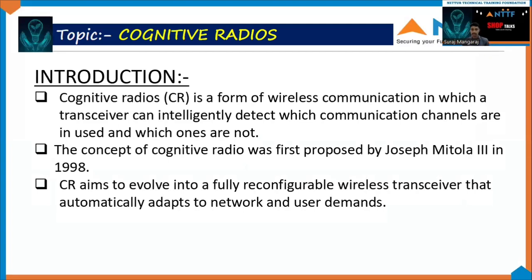Introduction. Cognitive radio is a form of wireless communication in which a transceiver can intelligently detect which communication channels are in use and which ones are not used. The concept of cognitive radio was first proposed by Joseph Mitola in 1998. Cognitive radio is evolving into a fully configurable wireless transceiver that can automatically adapt to network and user demands.